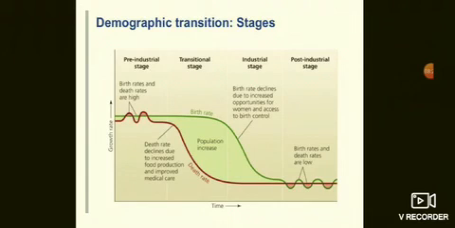So this graph shows the demographic transition stages, that is the pre-industrial stage, transitional stage, industrial stage and post-industrial stage.